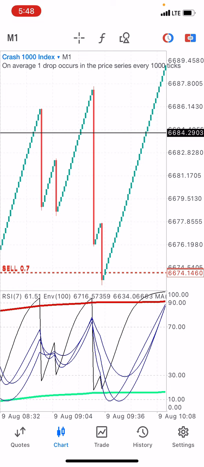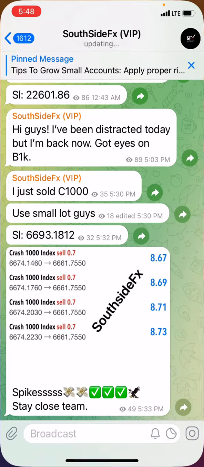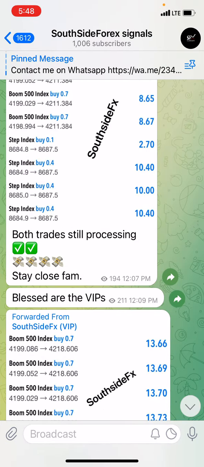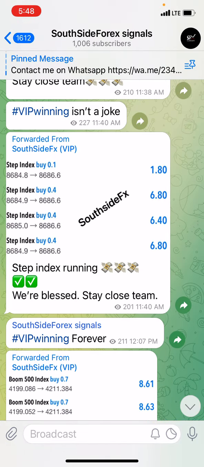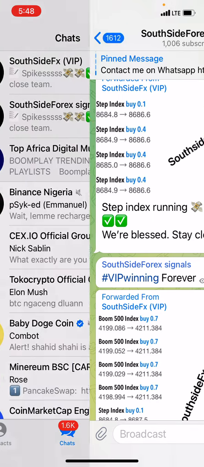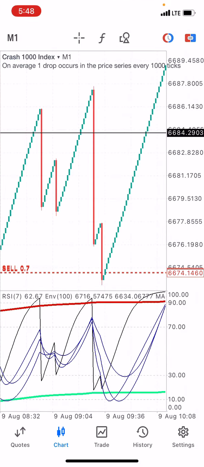But trust me, if you want to be on the safe side, you want to be winning consistently as myself and my VIPs are winning, I want you to please always remember that price action is key. Take charge, guys. Make sure you practice and learn what you've practiced.